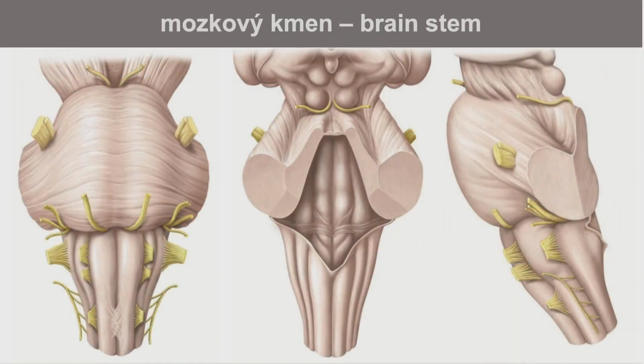So, in Czech, brainstem is called mozkový kmen. It means the same. And also in Latin, it is truncus cerebri. When we look at those pictures, we can see very important landmarks of this brainstem. This is an AP view, this is a PA view, so antero-posterior and posterior-anterior, and this is lateral.